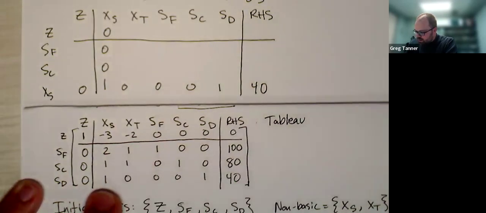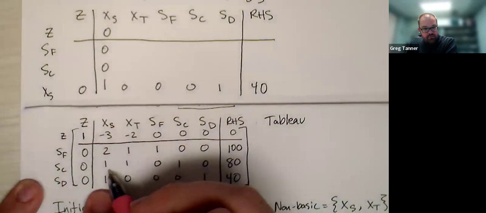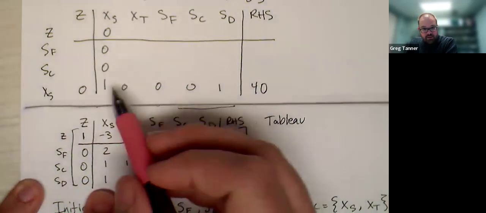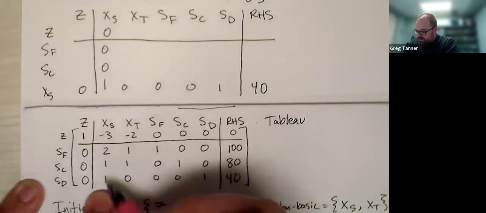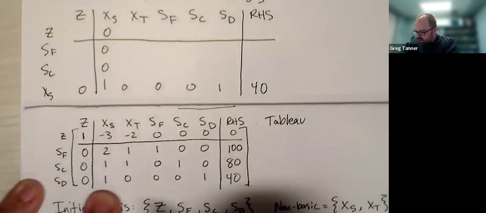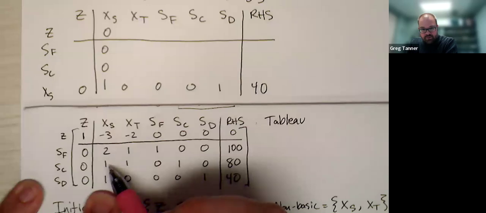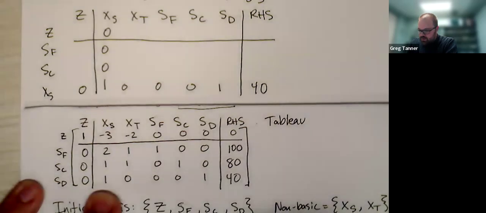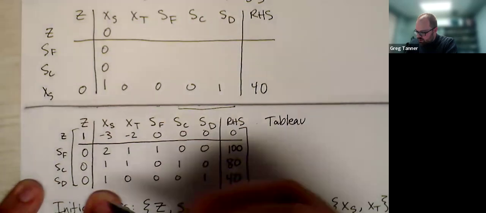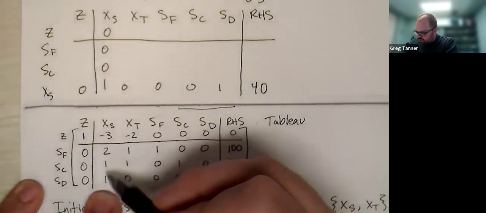Okay, now I look at this entry here, and it's a 1. I want it to be a 0. So if I want to zero this out, then I'm going to use a multiple of this row, add it up to zero that out. This value is 1, this value is 1. If I take this row minus this row, that should zero this out. So I'm going to do this row minus this row.